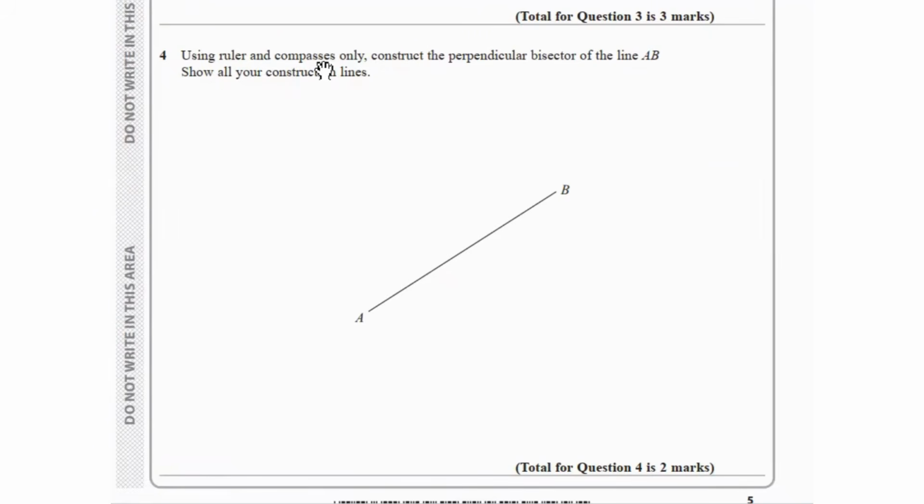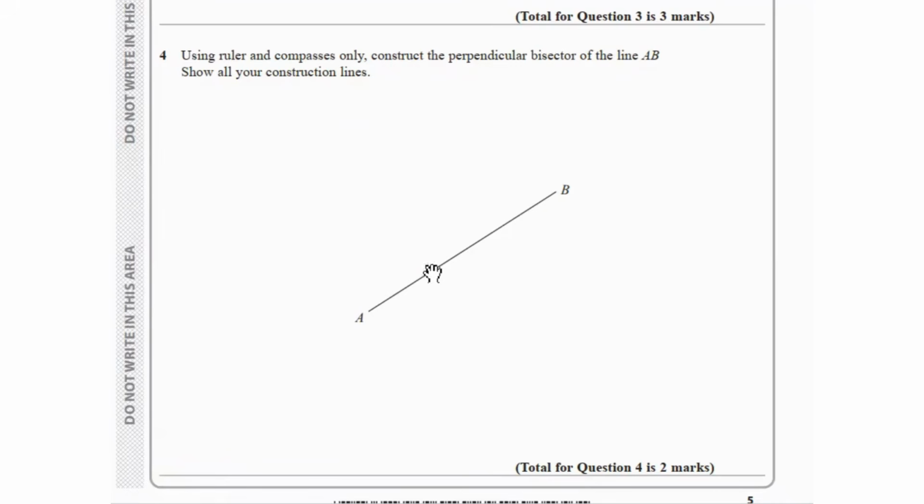Then it says, using ruler and compasses only, construct the perpendicular bisector of the line AB. Show all your construction lines. So when you're trying to construct a perpendicular bisector, the first step is to take your compass and open it to more than half of the line AB.